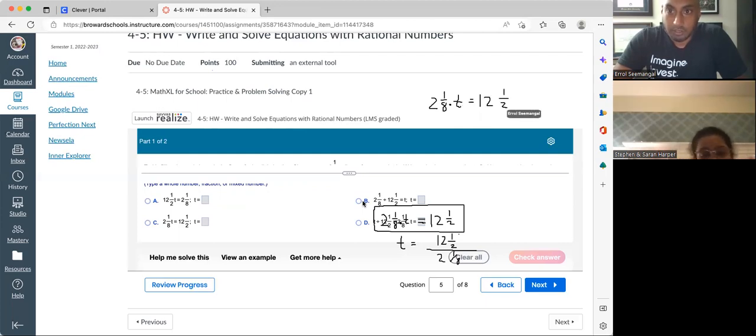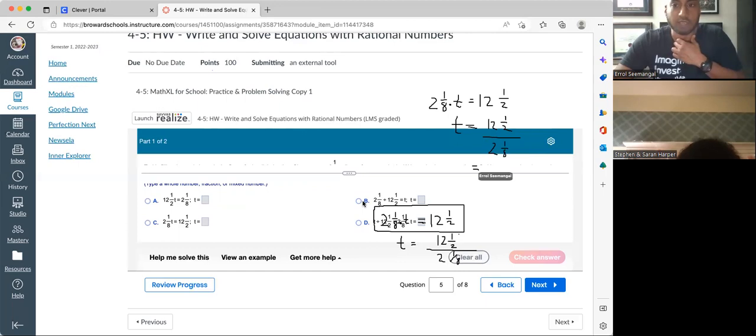So that's the original equation, and then t equals 12 and a half on top and 2 and 1/8 on the bottom. What was the answer? No, like what was t? What did you get when you divided it? 12 and a half divided by 2 and 1/8. 5 something?